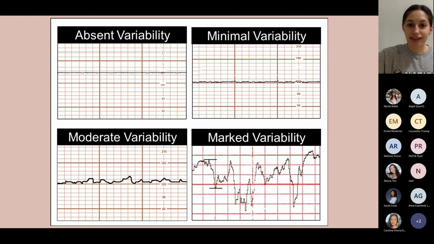But this you can see absent, you don't really see any wiggle at all. Minimal, very minimal amount of wiggle. It's still just riding that baseline, but you can kind of see it move a little bit. And moderate is going to be your nice, good looking beats, and then that marked is going to be that really jagged all over the place. So refer back to this if you're a visual learner like me. It's super, super helpful. And also refer back to the strips that you guys have on your PowerPoints from class too. Those are really helpful to use to study.